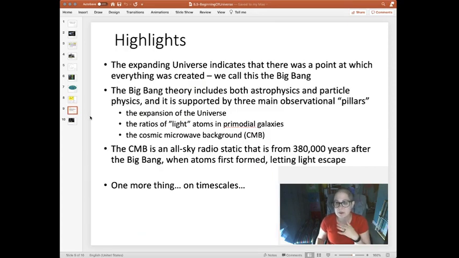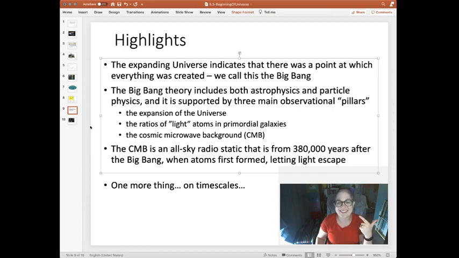Expanding universe indicates there's a point at which everything was created. You go backwards and you get to the Big Bang. The Big Bang Theory includes astrophysics, particle physics, relativity and gravity and all that fun stuff. And there are three main observational pillars. One's the expansion of the universe itself. One is the ratio of these light atoms in primordial galaxies. And the third one is the cosmic microwave background, the spectrum, and the fact that it matches the theory so well.